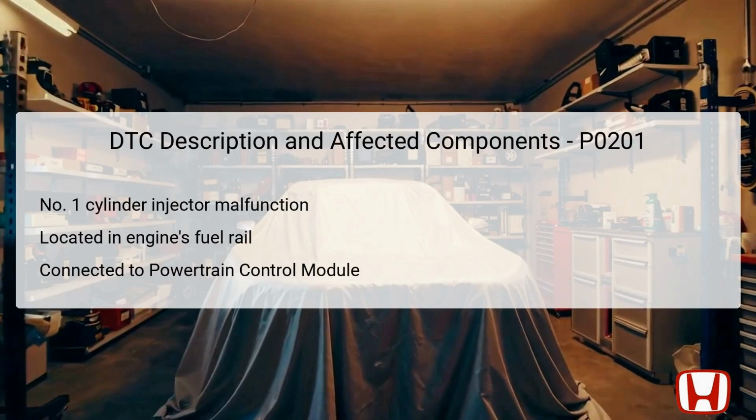The DTC P0201 signals an issue with the number 1 cylinder injector circuit. This injector is a crucial component located in the vehicle's fuel rail, responsible for supplying fuel to the engine's combustion chamber. It operates in conjunction with the powertrain control module, PCM, which serves as the brain of the engine management system. The injector receives signals from the PCM to open and close, controlling the fuel flow based on the engine's requirements. When there's a circuit malfunction, it can prevent the injector from functioning correctly, resulting in poor engine performance or even failure to start.